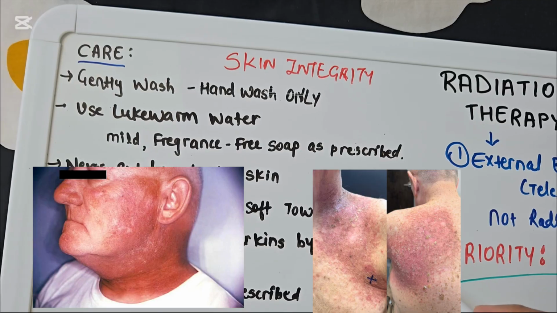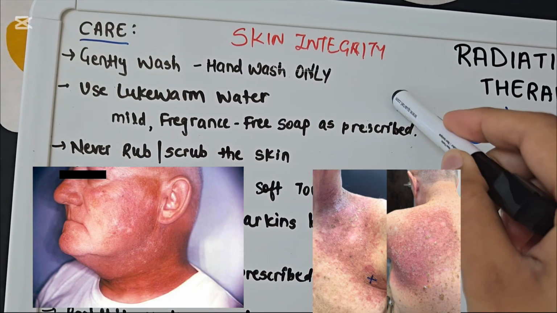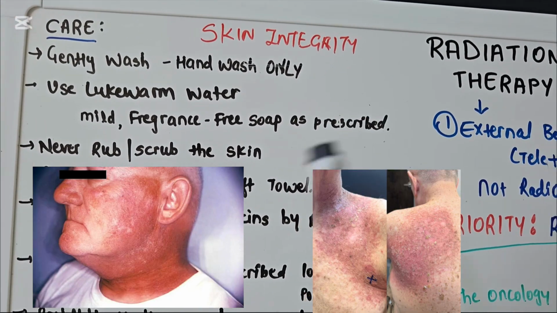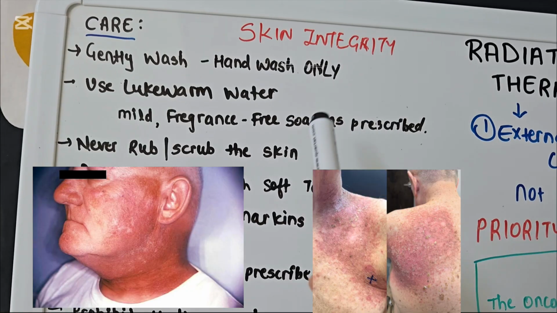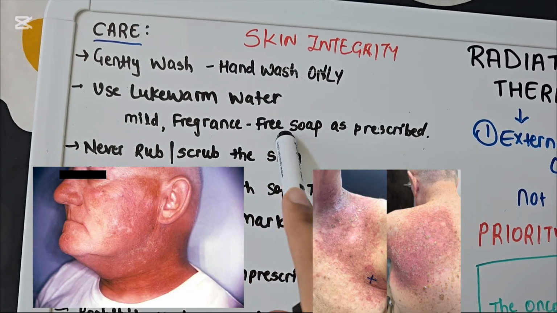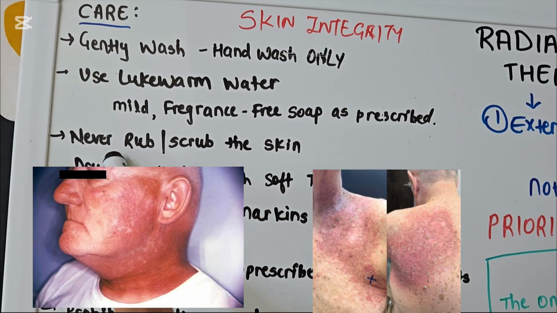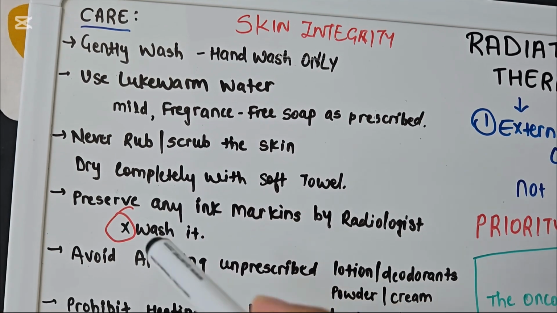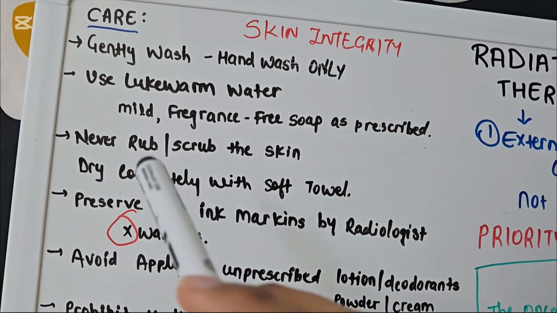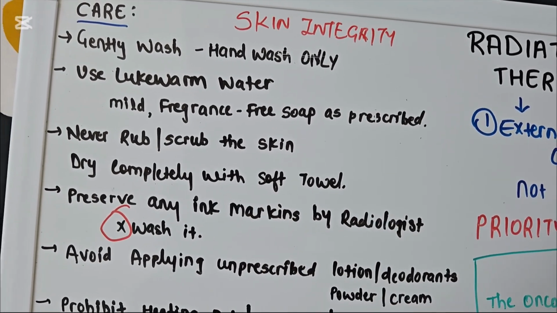First, you want to gently wash the area, just hand wash. You don't want to use any kind of product. Use lukewarm water and mild, fragrance-free soap as prescribed. Never rub, never scrub the skin because there is a chance that it will peel off, right? Dry completely with a soft towel. You don't want to scrub it.